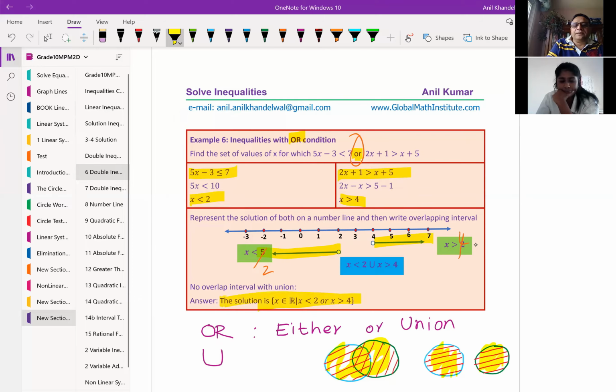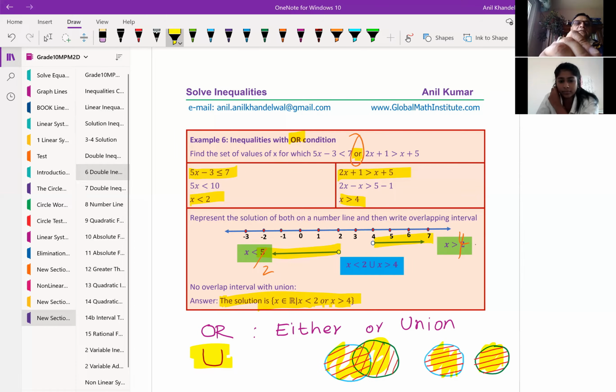So the answer should be x belongs to real numbers where x is less than 2, or x is greater than 4. Is that clear? Yes. Now, for OR, there is a symbol union, right? You could use the symbol union also, which at times you learn in set theory, correct? So you could be using union also, correct?